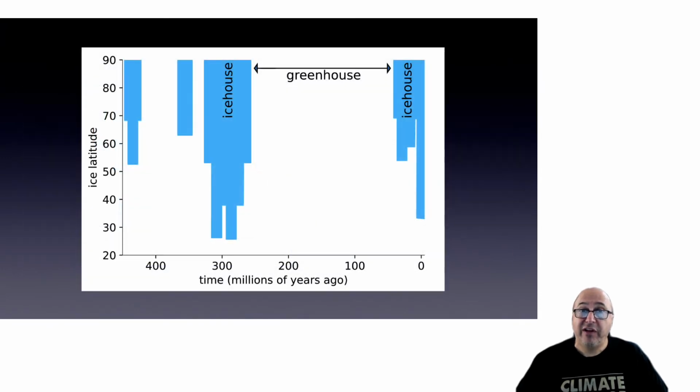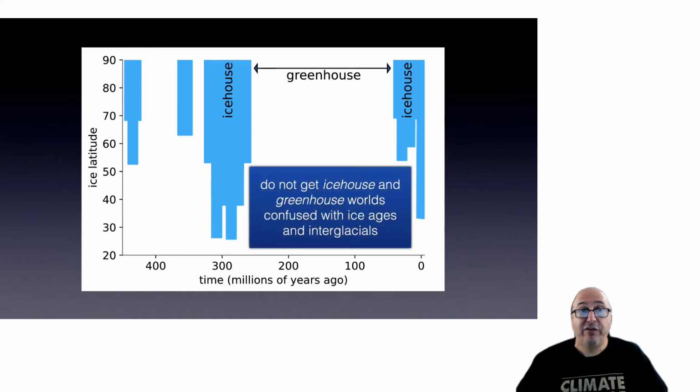Periods with significant ice coverage are known as icehouse worlds, while periods without much permanent ice on the Earth are known as greenhouse worlds. Do not confuse these icehouse and greenhouse worlds with ice ages and interglacials, which we'll discuss in a minute.